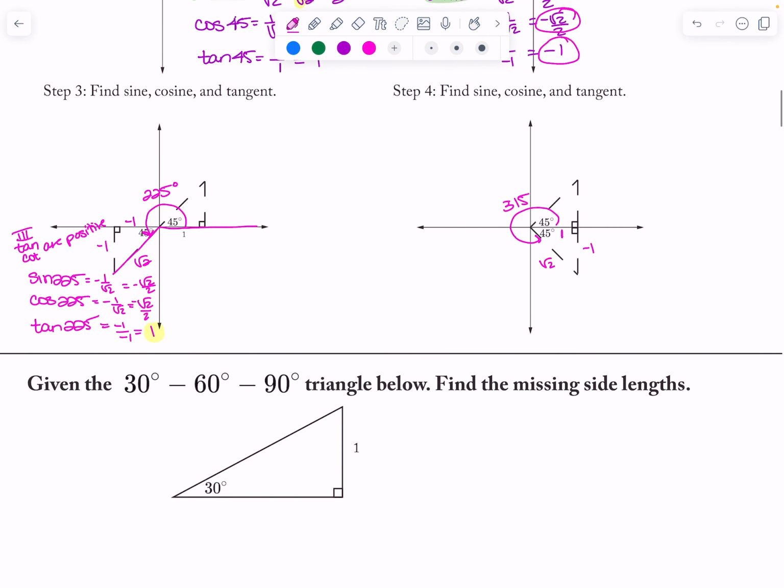So now when I look at this, I'll take the sine of 45 degrees. And so the sine of 45 degrees is negative 1 over root 2. The cosine of 45 degrees will be positive 1 over root 2. And then the tangent, oh, sorry, it shouldn't be 45. I don't know what I'm talking about. 315.